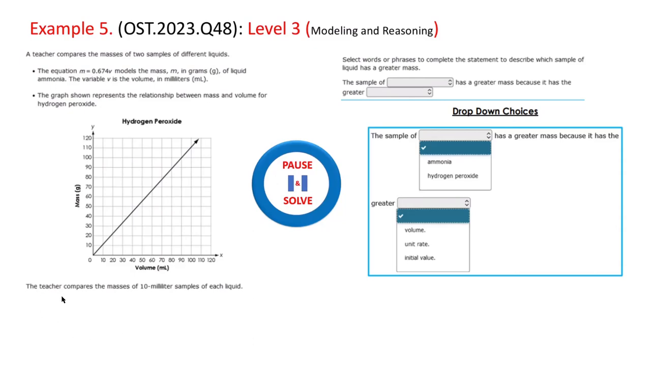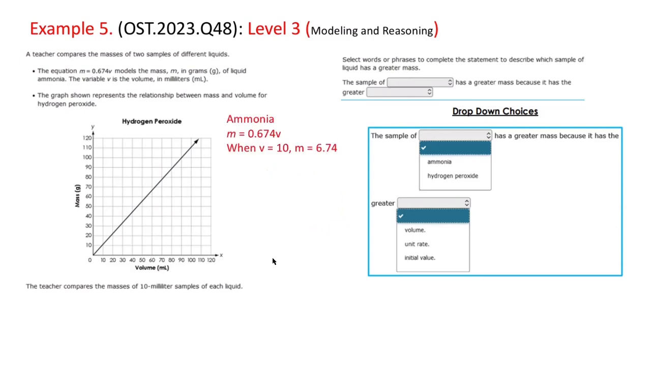So what they want here, the teacher compares the masses of 10 milliliter samples for each liquid. And here it says select words or phrases to complete the statement to describe which sample of liquid has a greater mass. Okay, and they wanted to fill this up. So let's see how we can understand this.